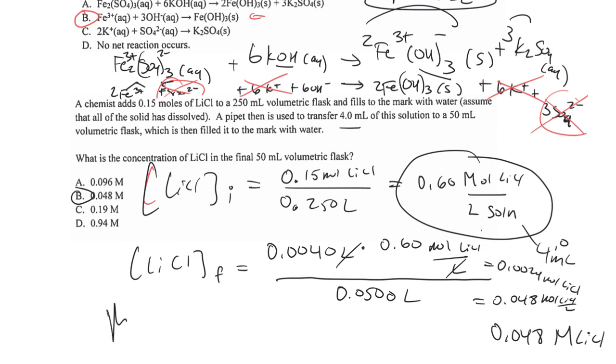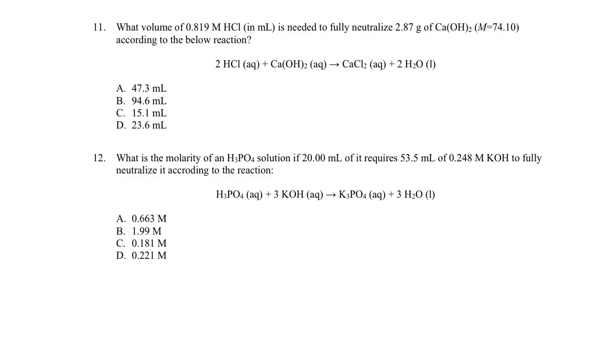So you can use MiVi equals MfVf very easily because you're just taking the 0.6 molarity times 4 mL, dividing by 50. So that works too. It's not that that's wrong. It's just making sure we know the equations and topics that we're doing problems with.